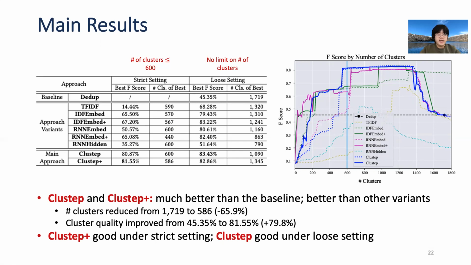Moreover, in strict setting, we reduce the number of clusters from over 1,700 to just about 600, while preserving the cluster accuracy as much as over 81% measured by F-score. Compared to the baseline, on the number of clusters, we have 65.9% reduction. On cluster quality, we have 79.8% improvement. We also found that ClusterDepth Plus is good on the strict setting, and ClusterDepth is good on the loose setting.